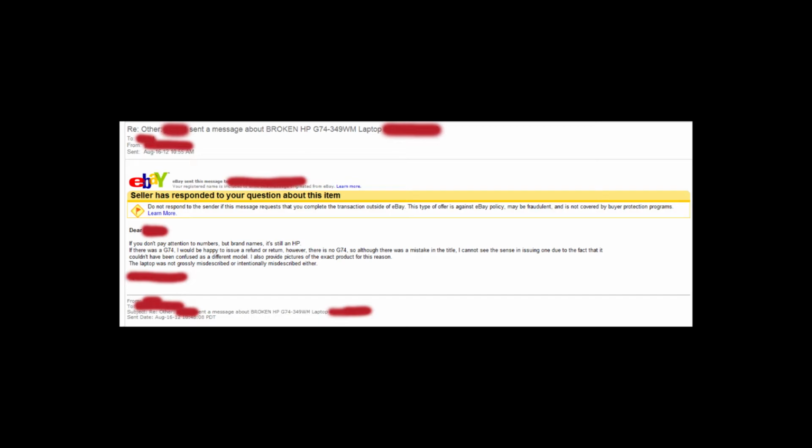He said, I also provide pictures of the exact product for this reason, and the laptop was not grossly misdescribed or intentionally misdescribed either. So the seller has stated that he didn't do it intentionally, and that he would give the refund if there was, you know, a big mistake between the models there. I think it still requires further investigation, though.